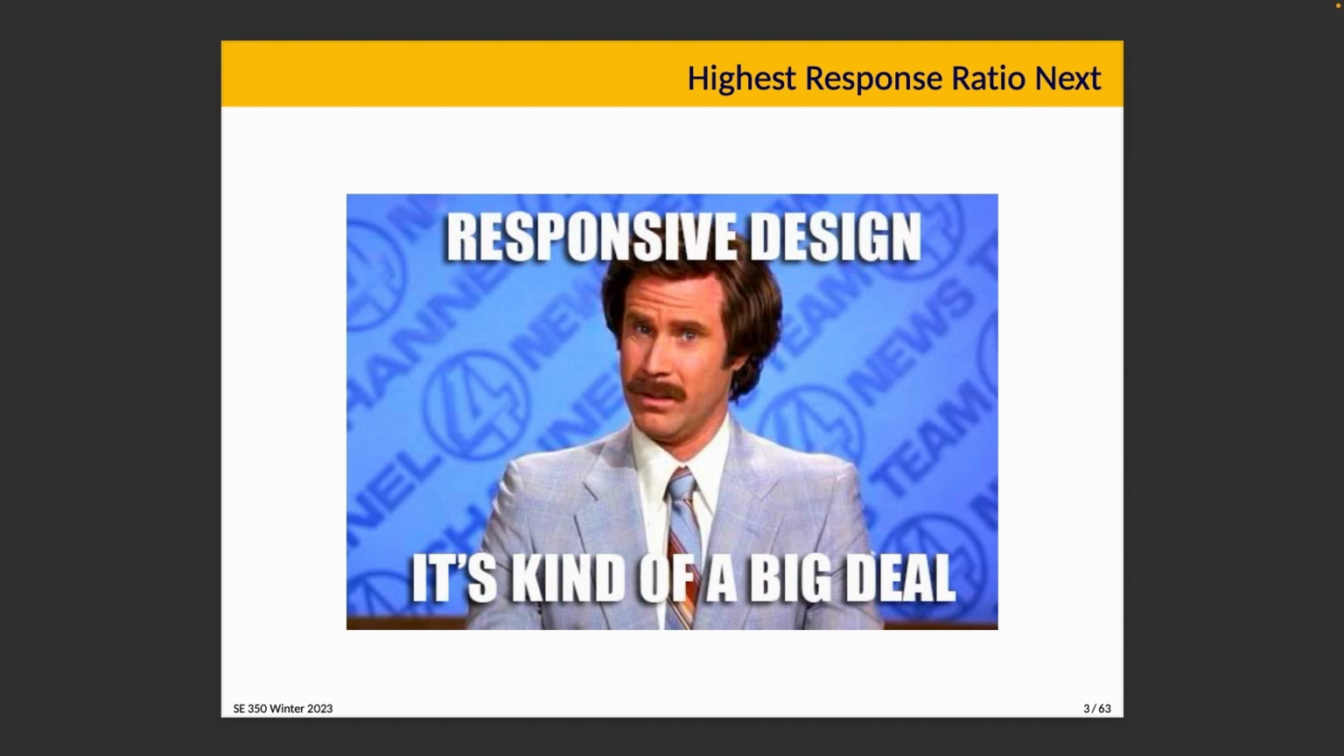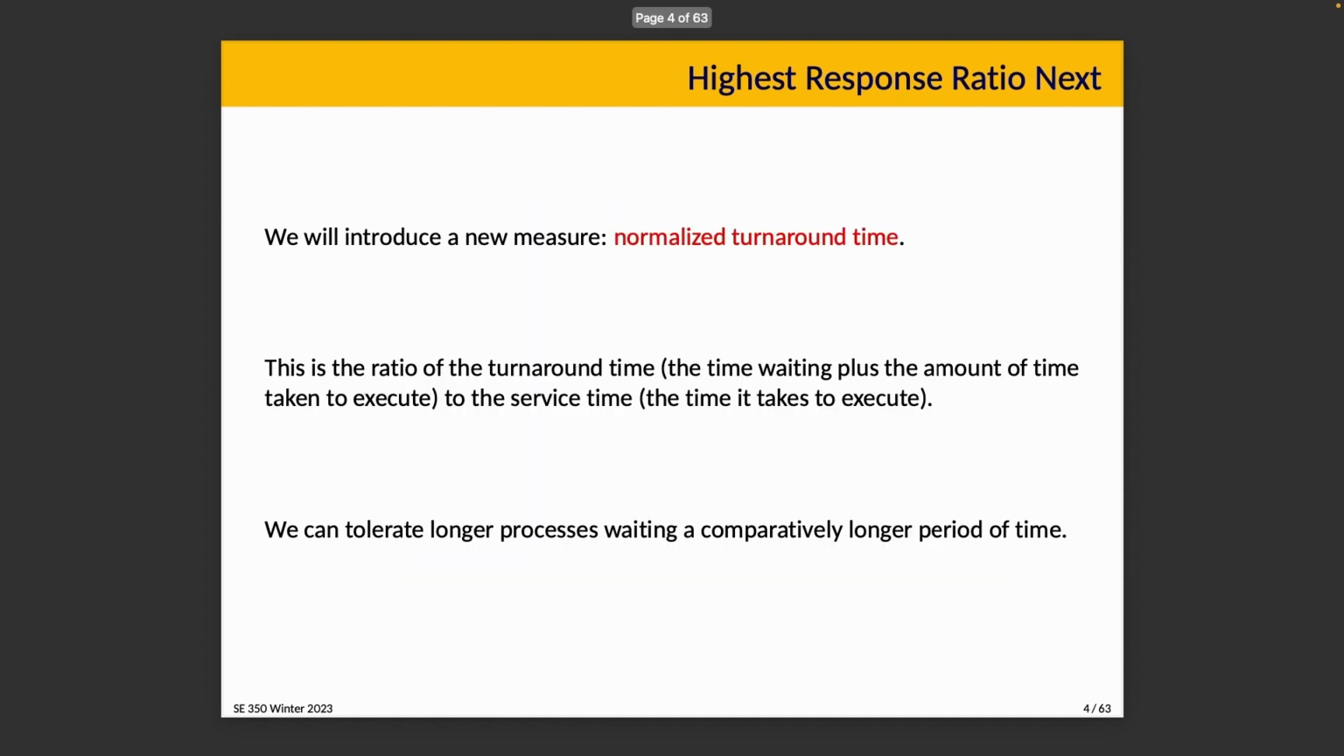Responsive design, kind of a big deal. And for this, what we're interested in is something called normalized turnaround time. We've covered already what turnaround time is. This is the total time it takes both for execution and waiting. But normalized turnaround time is the ratio of the turnaround time to the service time, which is to say, the time it takes to execute.